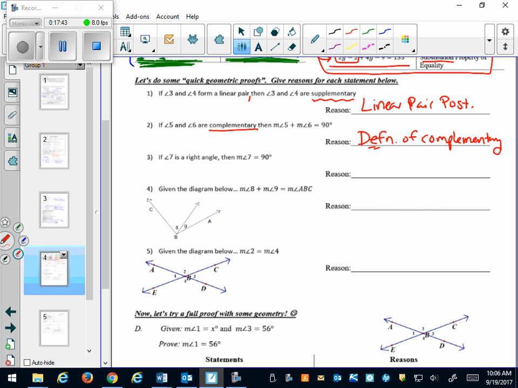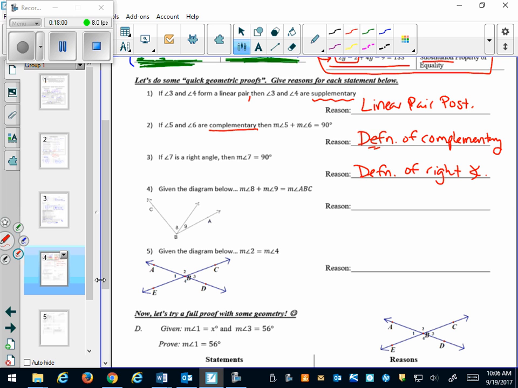Number 3, if angle 7 is a right angle, then the measure of angle 7 equals 90 degrees. Again, this is just a definition that we know. We know the definition of right angle is that it equals 90 degrees. So we're going to use definition of right angle.